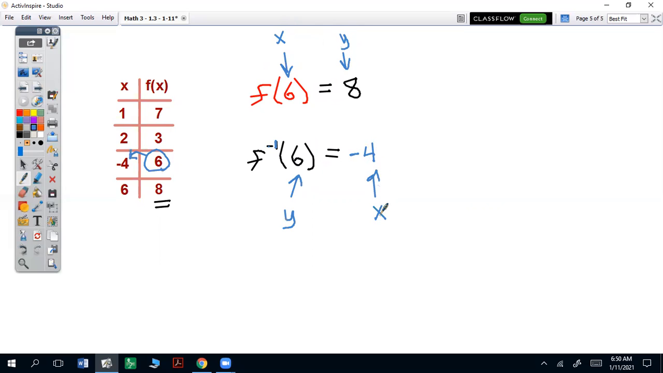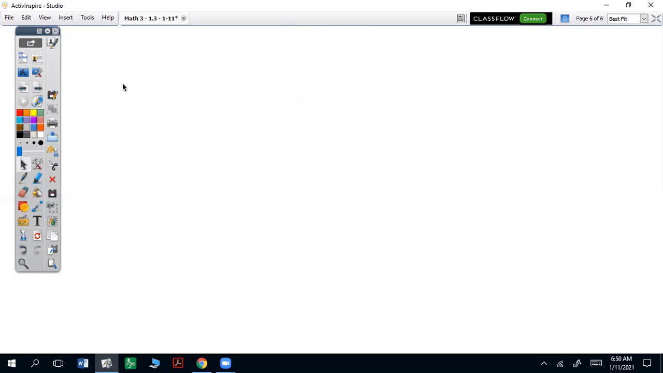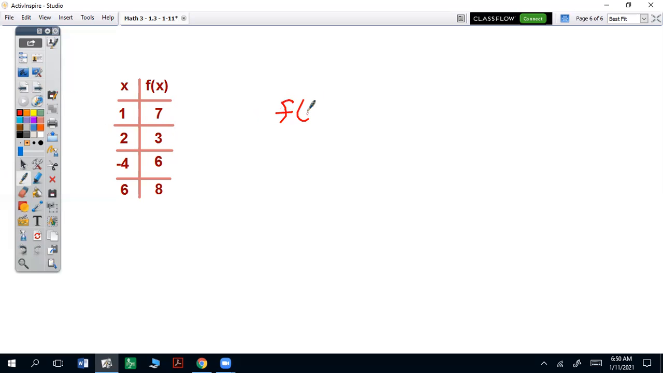So real briefly here, we can operate with some inverse functions. Let me move this to a new slide. So let's say I wanted to know what is f of 2 minus 3 f inverse of 6.